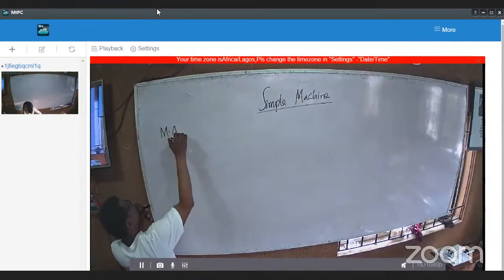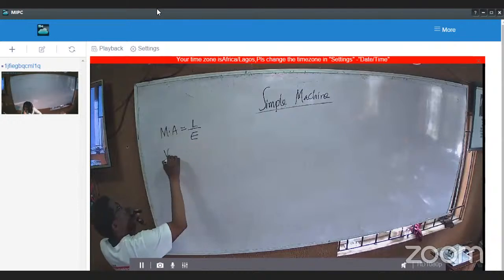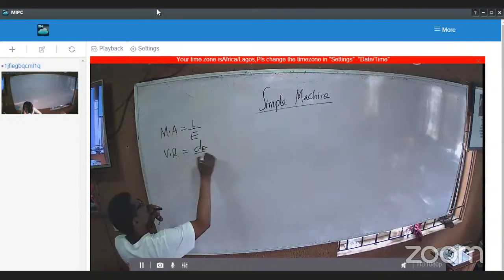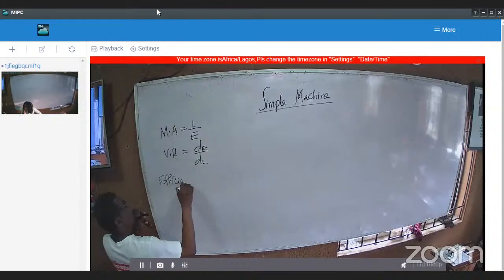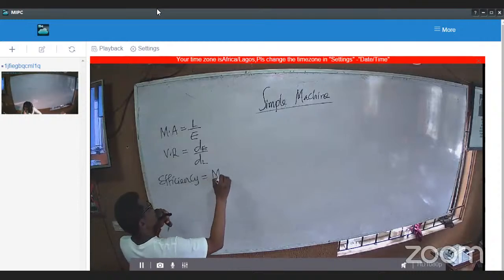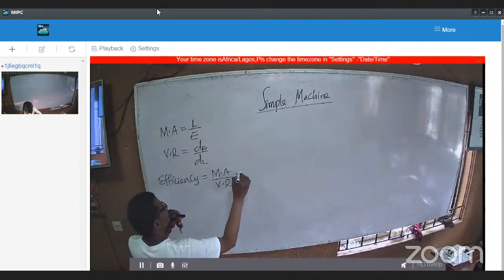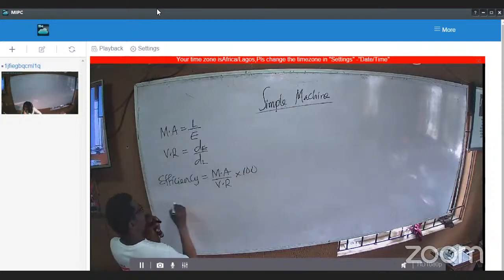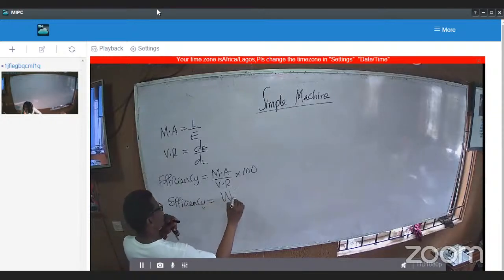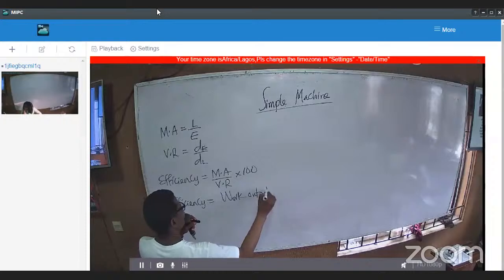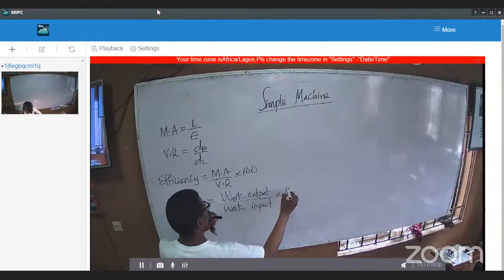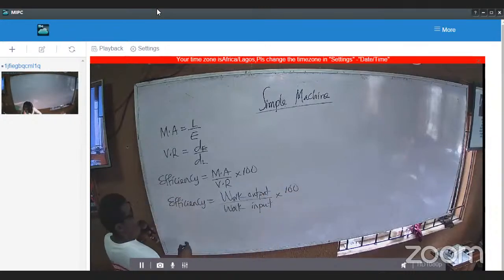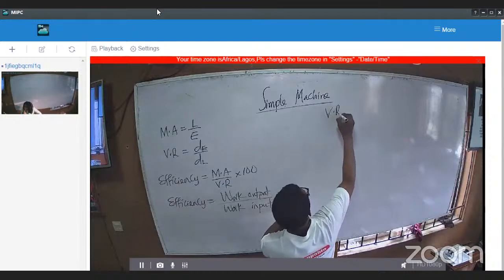For a machine, MA is load over effort. Velocity ratio is effort distance over load distance. Very easy. Then efficiency: MA over VR times 100. Efficiency is also work output over work input times 100. This one is not much, but we don't want to take any chances. We're not going to leave any topic unturned. Times 100, that's efficiency.